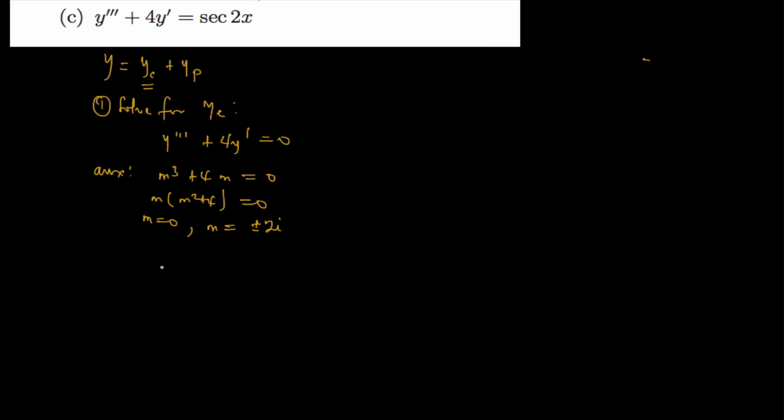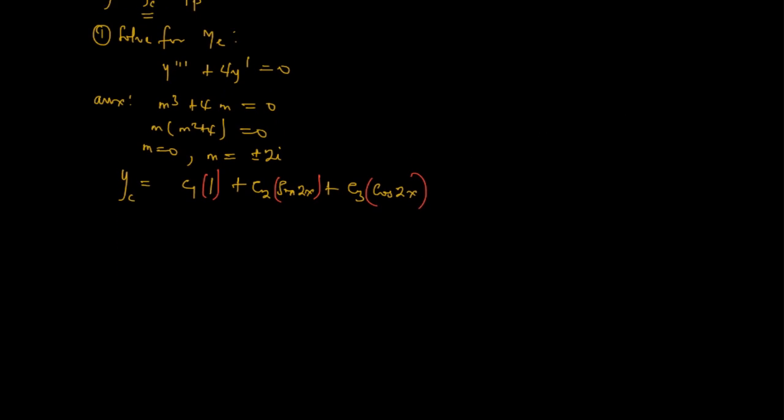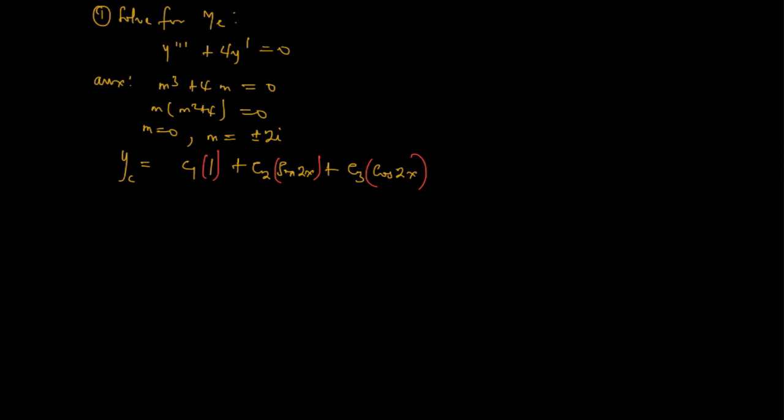And based on the solution of the auxiliary equation, that implies that the complementary function will be yc equals c1 times 1 plus c2 sine of 2x plus c3 cosine of 2x. Let me put all these linearly independent functions in braces so that we'll clearly see how we're going to make a substitution to implement the variation of parameters method.